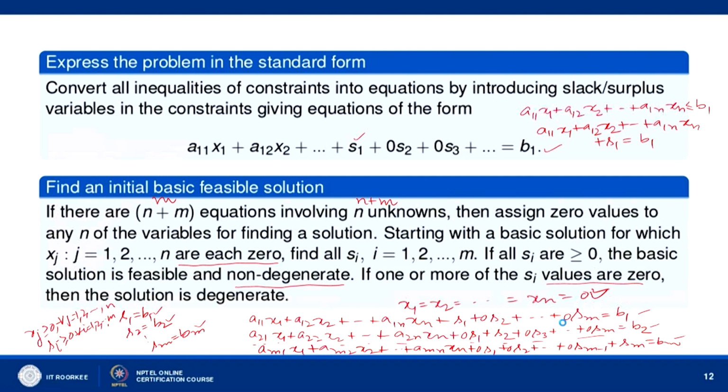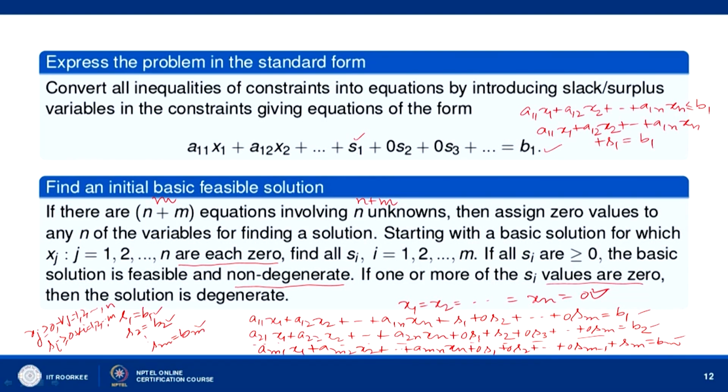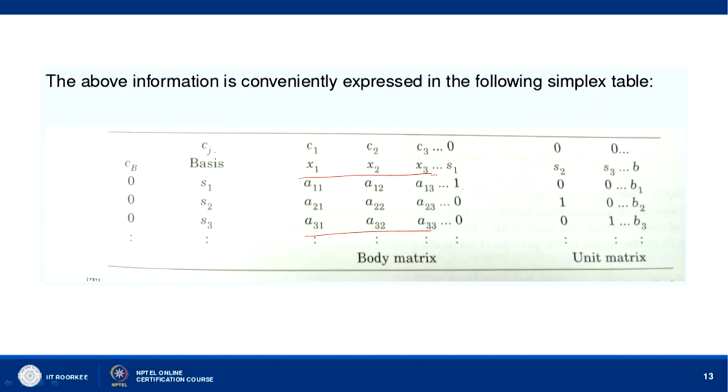So, we write 1 0 0 0. And then in the second equation, the coefficient of S1 is 0, the coefficient of S2 is 1. So, we get 0 1 0 0 and so on. Then in the third equation, the coefficient of S1 is 0, the coefficient of S2 is 0, the coefficient of S3 is 1. So, we get 0 0 1 and so on. And then this is the B column. In the B column, we write b1, b2, b3 and so on, the right-hand side constants. So, this is how we find the first simplex table.